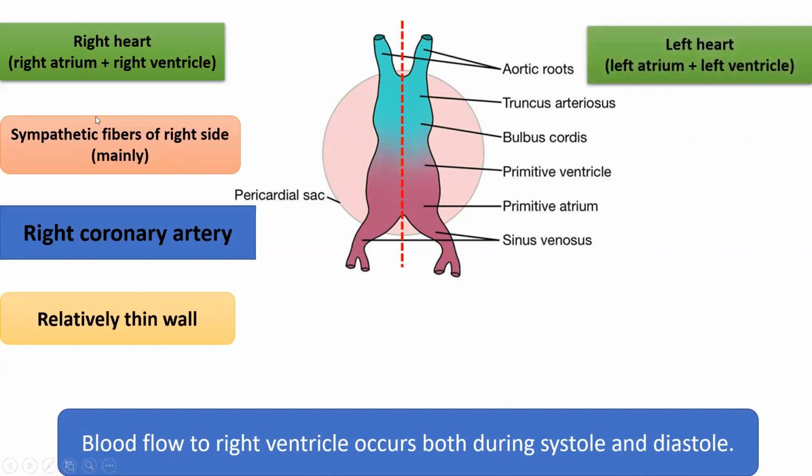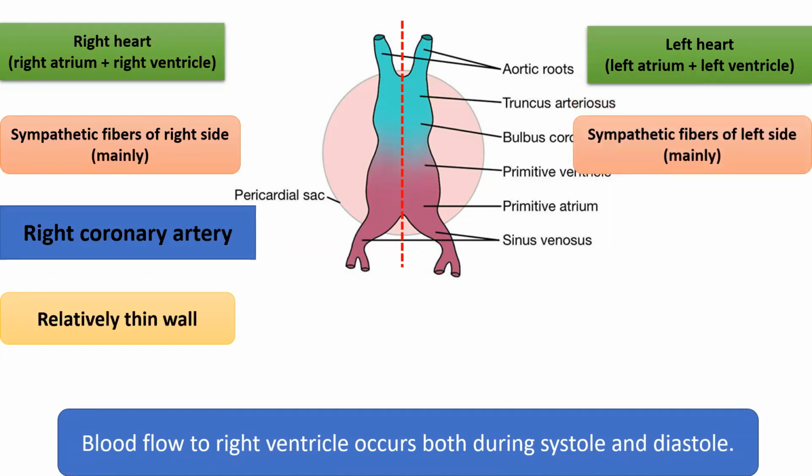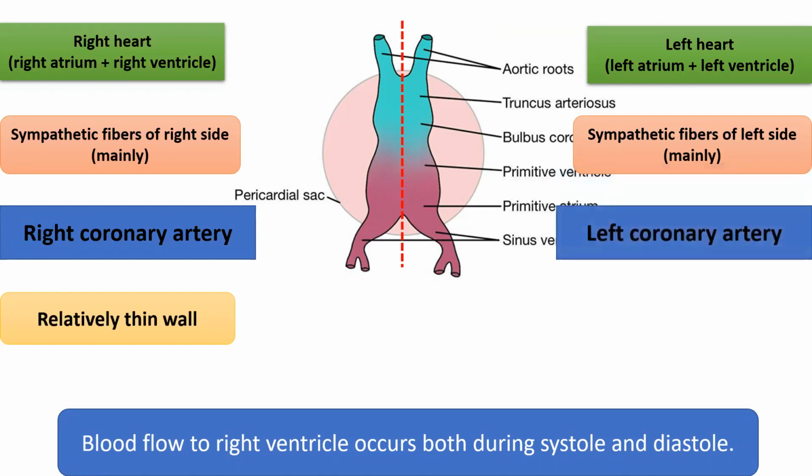On the other hand, the left half of the primitive heart tube gives rise to the left heart, that means the left atrium and left ventricle. This left heart receives sympathetic fibers mainly from the left side, and it receives blood supply from the left coronary artery. And the left heart is concerned with systemic circulation, and in systemic circulation the peripheral resistance is much higher.